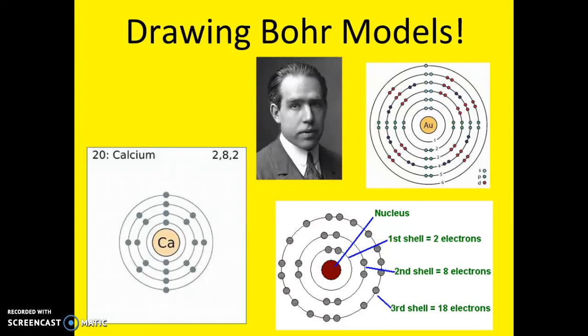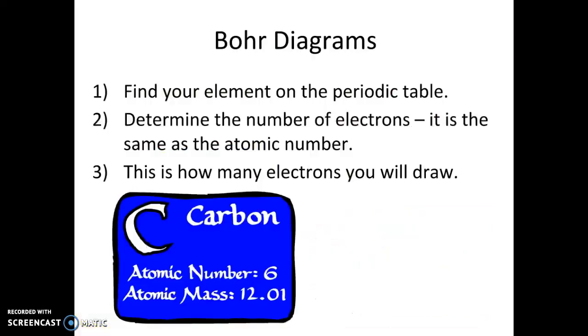So before we get started, I want to draw your attention to the picture in the bottom right-hand corner that shows the different energy shells. So just keep this in the back of your head. You have the nucleus in the middle, and then you have the first shell that can hold 2 electrons. The second shell can hold 8 electrons, and then the third shell can hold 18 electrons. So we'll talk about that a little more as we go through.